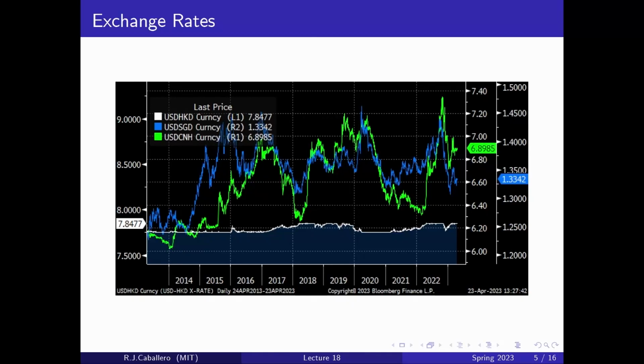This is the Hong Kong dollar that, for all practical purposes, is pegged. Okay, these little wiggles are just technical things that happen overnight and stuff like that, but they're pegged to the dollar. Okay, so the Hong Kong dollar is pegged to the dollar. That means they really don't have independent monetary policy vis-a-vis the U.S.